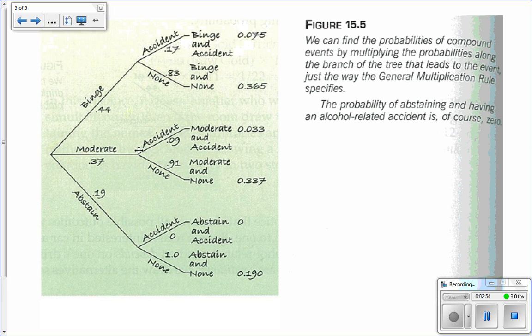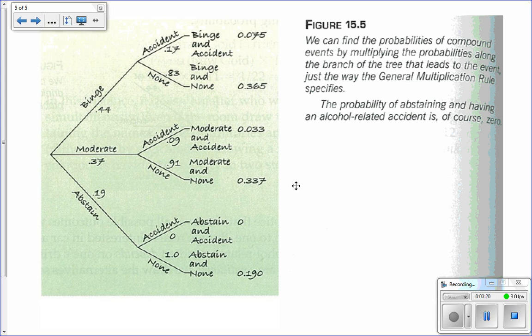Or if they're moderate and they have no accidents, then you again multiply as you go. Follow the lines, you multiply and get the probability that they're a moderate drinker and they've had no accidents. Tree diagrams are really powerful, especially if you come to questions where it says, in this case, this is the probability, and in that case, it's that. If it gets complicated like that, drawing a tree diagram is a really powerful idea.